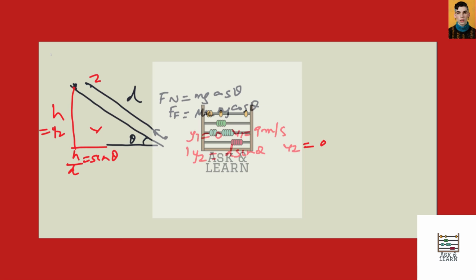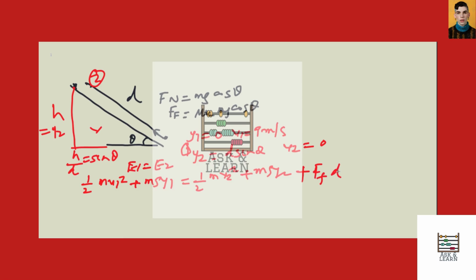So applying the conservation of energy at location 1 and location 2, E1 is equal to E2. So we have half mv1 squared plus mgy1, the total energy at location 1, is equal to half mv2 squared plus mgy2. Now again, the energy at location 1 and the energy at location 2 would have been the same if there were no friction. But since there is friction, the energy at location 1 is equal to the energy at location 2 plus some work done by friction, which is F times d.